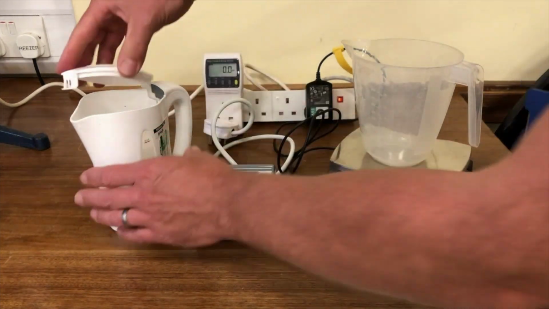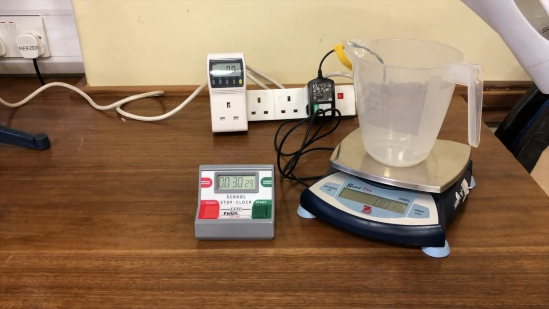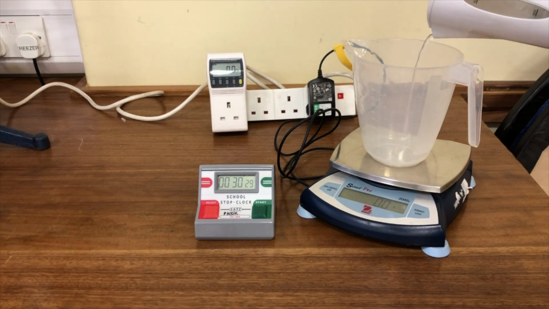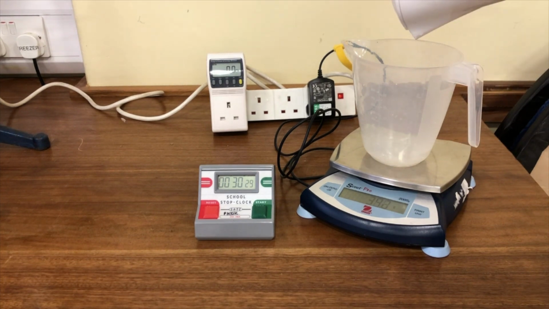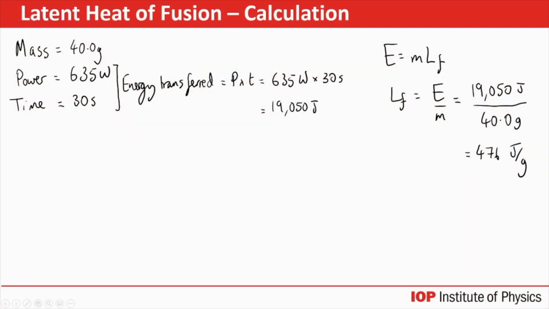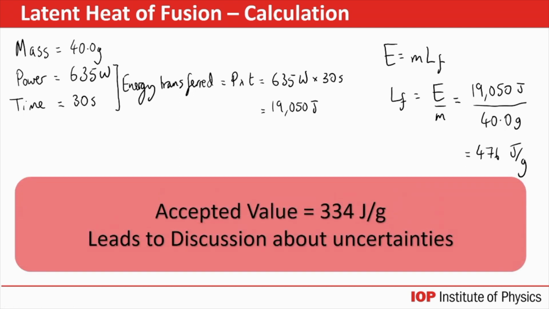Pouring the water into the jug allows us to measure the mass of water. Here we get about 40 grams, and this can then be put into the equation to measure the latent heat of fusion. Notice the value we get here is slightly greater than the accepted value, again leading to a chance to discuss the uncertainties in the experiment.